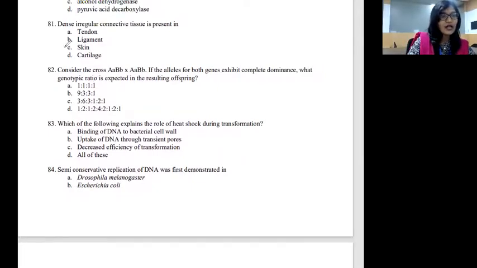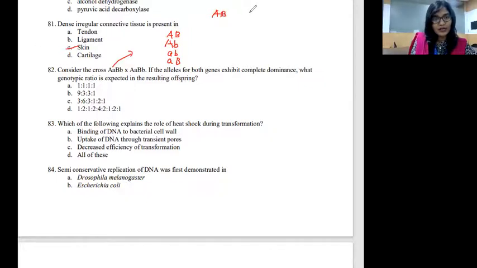Okay, the next question. Consider the cross AABB and aabb. What you have to do, let me write the gametes alone, you can do it. Okay. Capital A and capital B, capital A and small b, small a and small b, small a and capital B. So what you have to do, you have to do a tabulation of this. The unit square you have to do, capital A, let me write it.